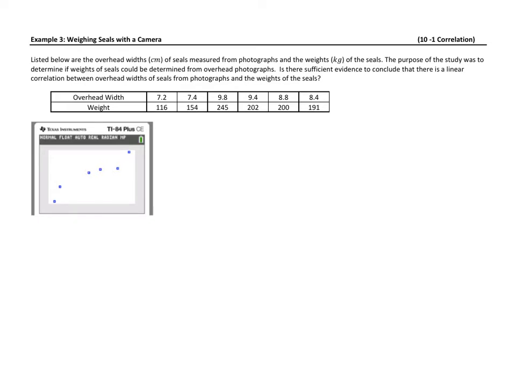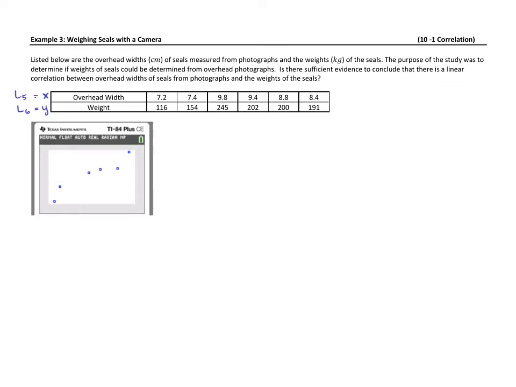So below here, you see that I've already created a scatter plot in my calculator. So what I did was I typed in the overhead width. I called this my x variable. Okay, so that's my x variable and weight is my y variable. And I typed my overhead width into list 5, so L5, and the weight into list 6, so L6. And the reason why I put it into those lists is because I have data for examples 1 and 2 saved in the other lists, list 1 all the way up to list 4.